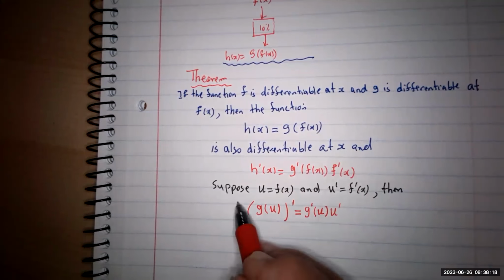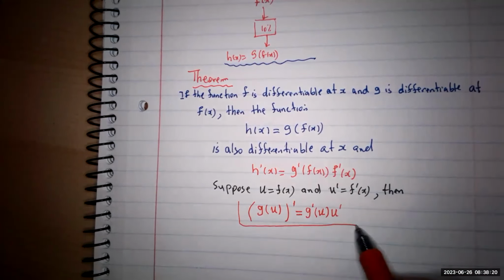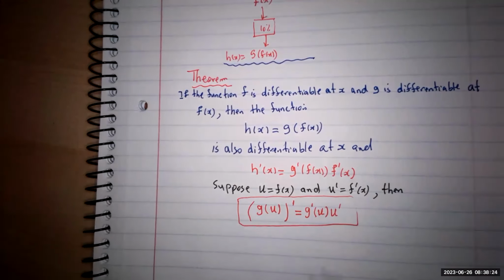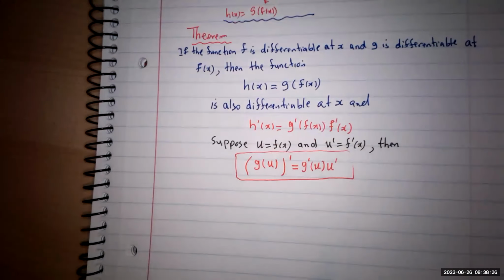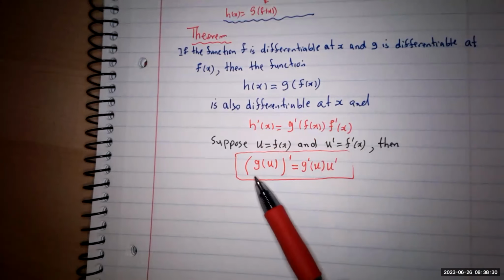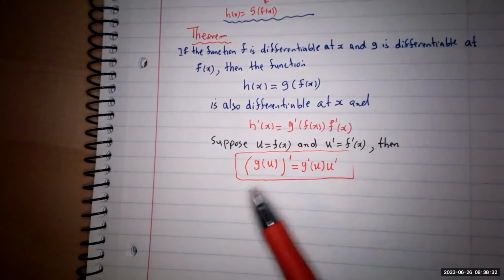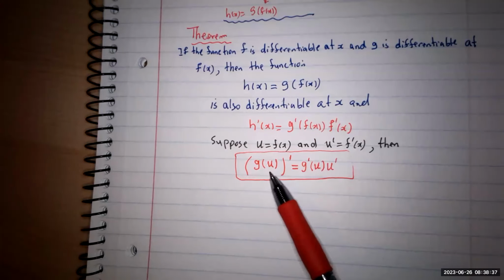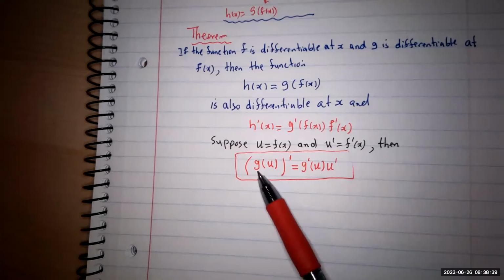This version is easier to apply, and we are going to apply it for the trigonometric function, exponential function, and the ln function in future. Okay, so it's basically the same thing. The g function is the outside function, u is the inside. So it's going to be the derivative of the outside times the derivative of the inside.